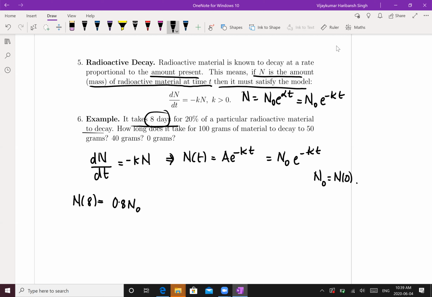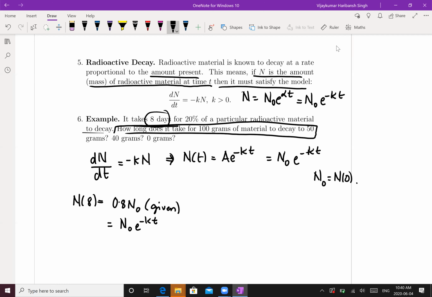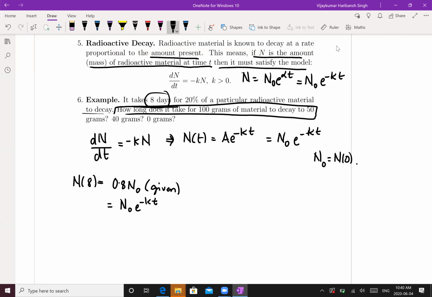So this is what is given to us. And by formula, our solution is going to be N0 e to the power minus kt. Again, what are we trying to find out? Our problem is to find out the time taken for 100 grams to decay to 50 grams, right? But first we need to have some estimate of what this k is.